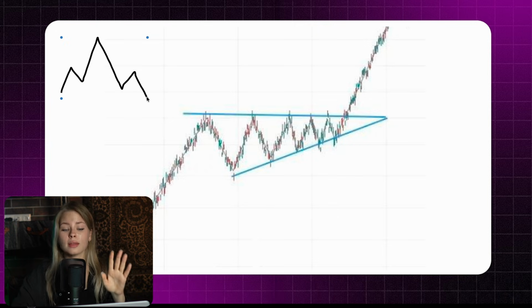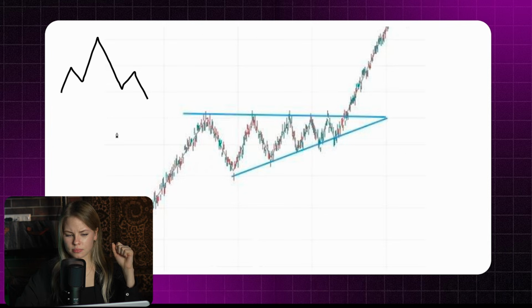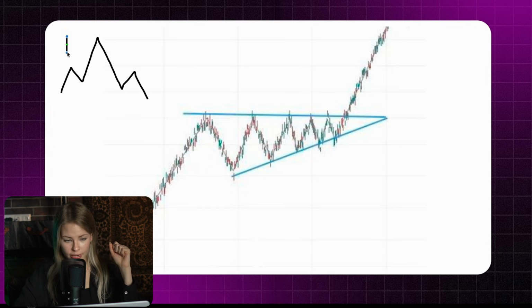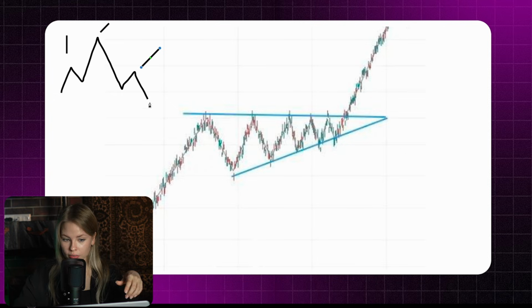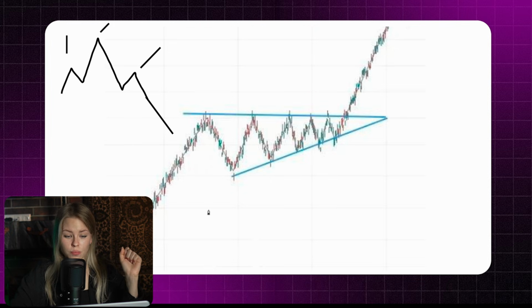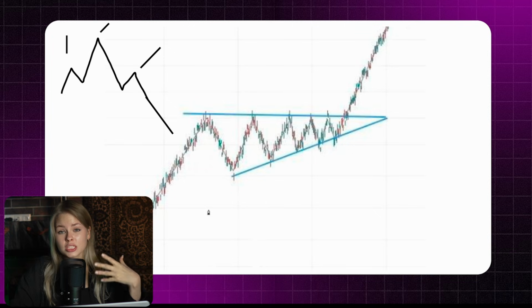It can look like this. And people say, I have the first shoulder, I have the head, and I have the second shoulder. When the price goes down, we will see that the price will go down. Okay, I'll draw like this. But in practice, this pattern has no sense.